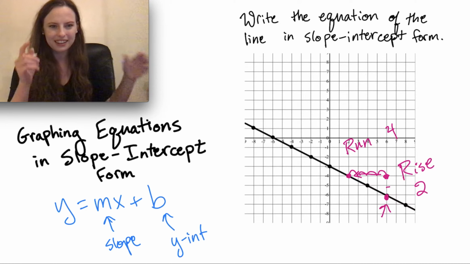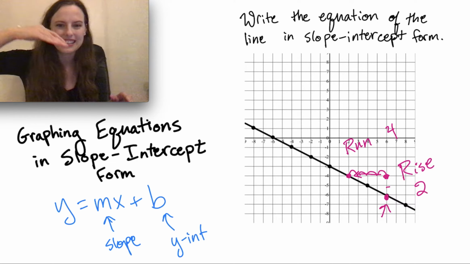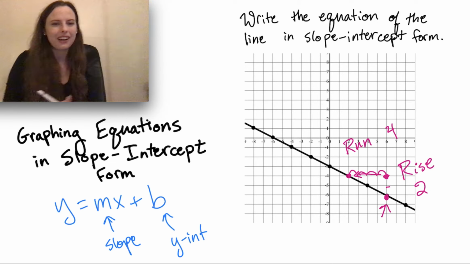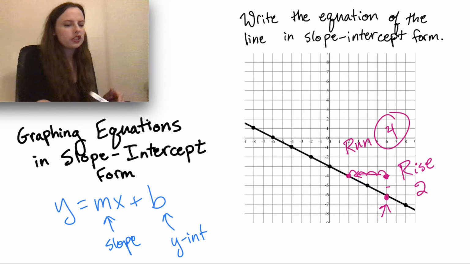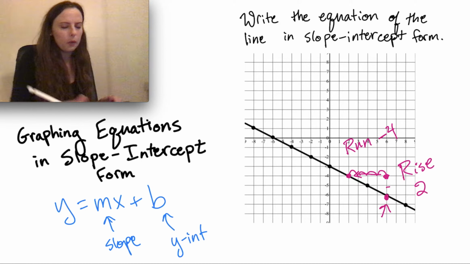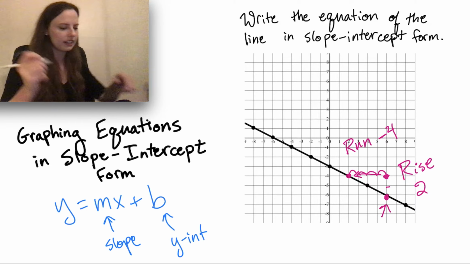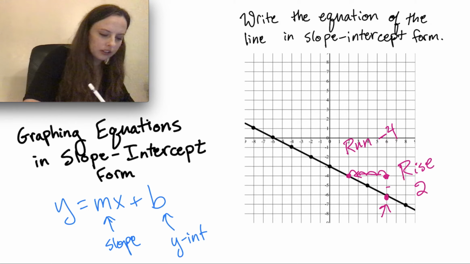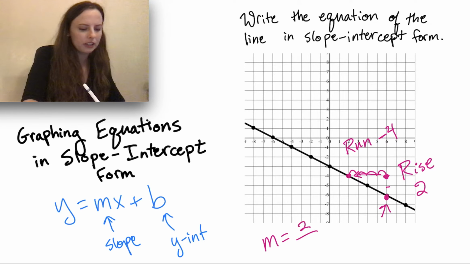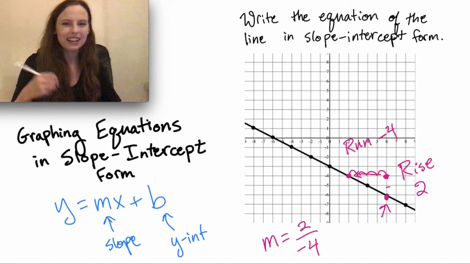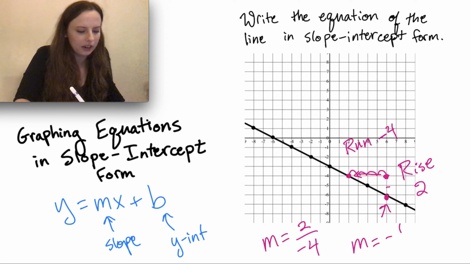Do keep in mind that this graph is angling down, which means that it has a negative slope. Because we counted to the left, that means that this 4 should really be a negative 4. We counted up 2, that's positive, and then left 4, that's a negative. So when we put it all together, slope is rise over run. We have 2 over negative 4, giving us a simplified slope of negative 1/2.